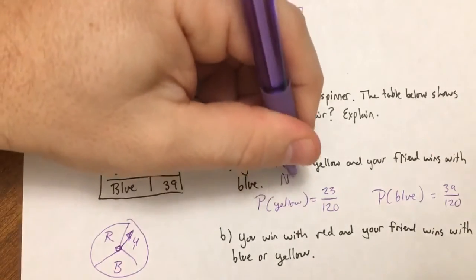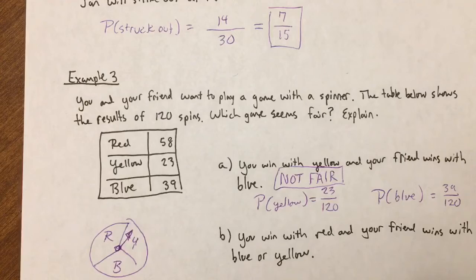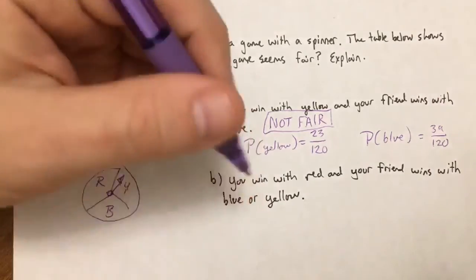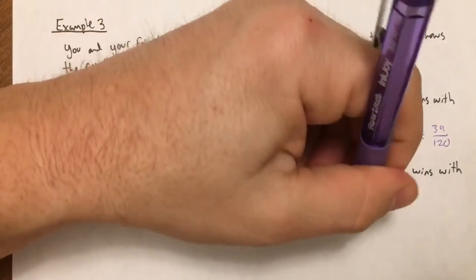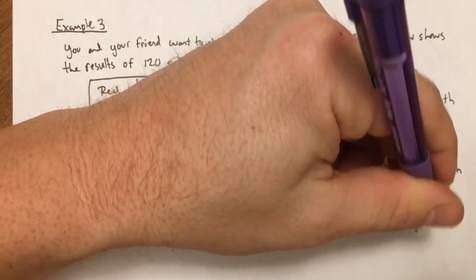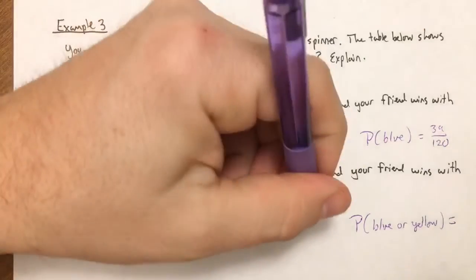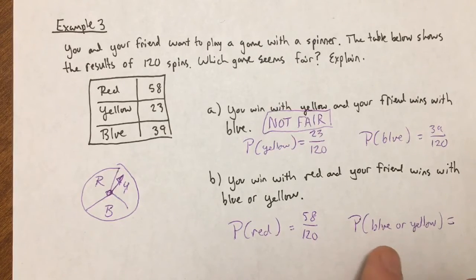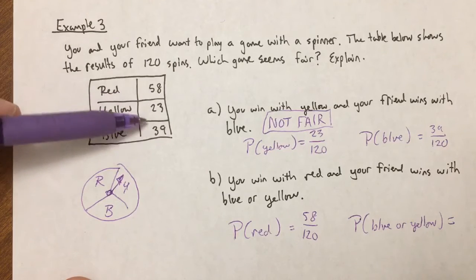I would say that this is not a fair game in this situation because of the comparison between these two probabilities. Now let's take a look at part B. It says you win with red and your friend wins with blue or yellow. So let's do the same thing like we did for part A. We're going to be comparing the probability of red to the probability of winning with blue or yellow. So the probability of winning with red is 58 out of 120, okay? Now, for your friend winning with blue or yellow, we're going to take both of these into account. So we total these two numbers together.